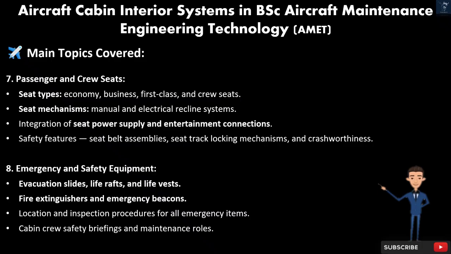8. Emergency and safety equipment. Evacuation slides, life rafts, and life vests. Fire extinguishers and emergency beacons. Location and inspection procedures for all emergency items. Cabin crew safety briefings and maintenance roles.